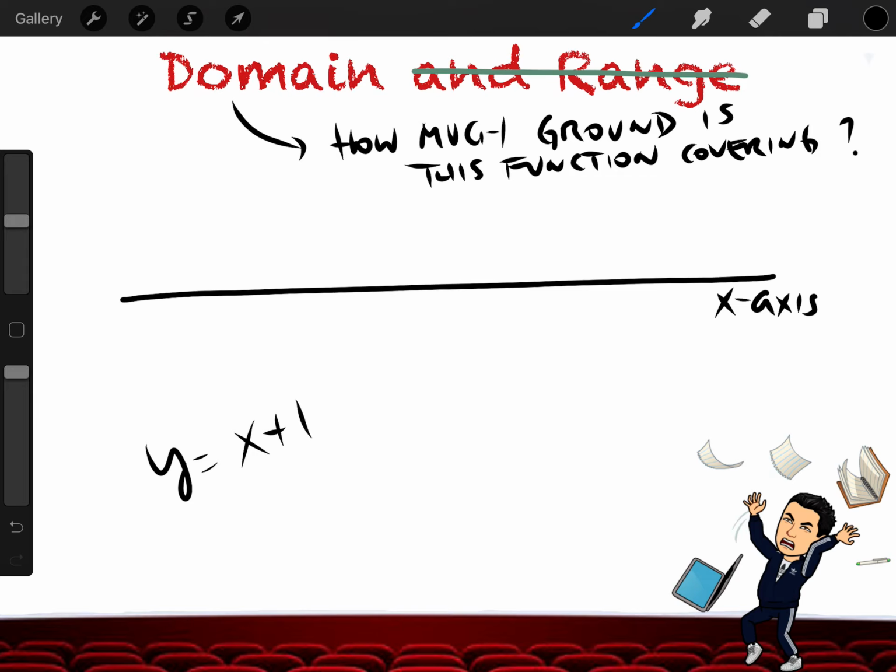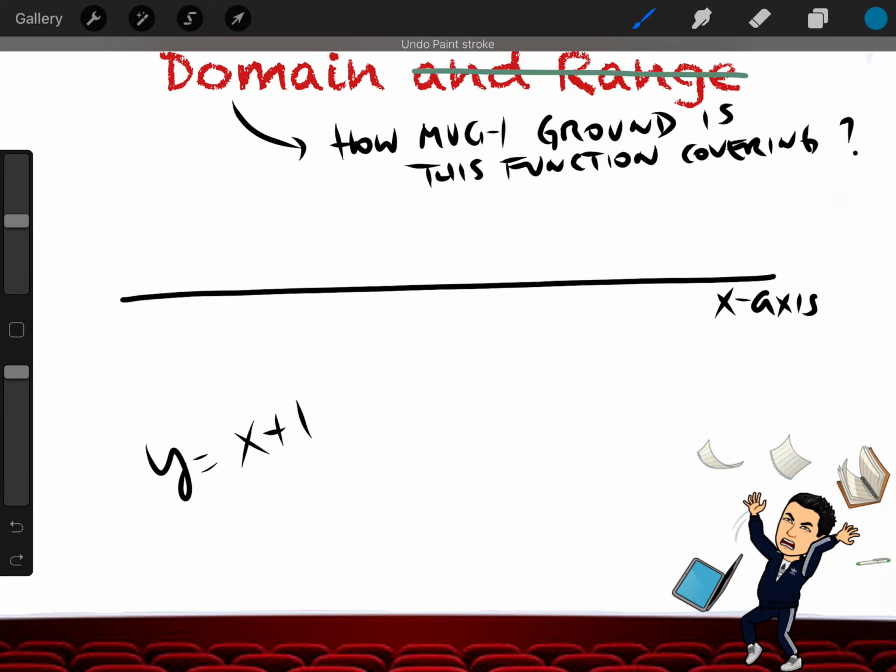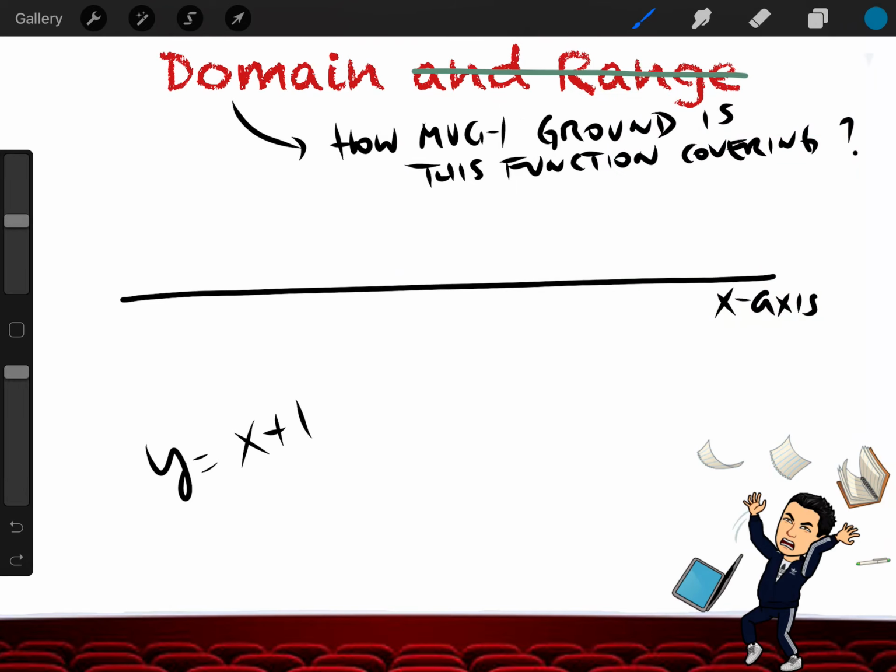In order to graph this one, if I just put out an imaginary y-axis to graph y equals x plus 1, don't worry about that imaginary y-axis. I'm going to erase it because I want to just focus on the x-axis here. You're going to start with the y-intercept, so that's 1. You're going to go up 1, right 1. So this is how your function looks.